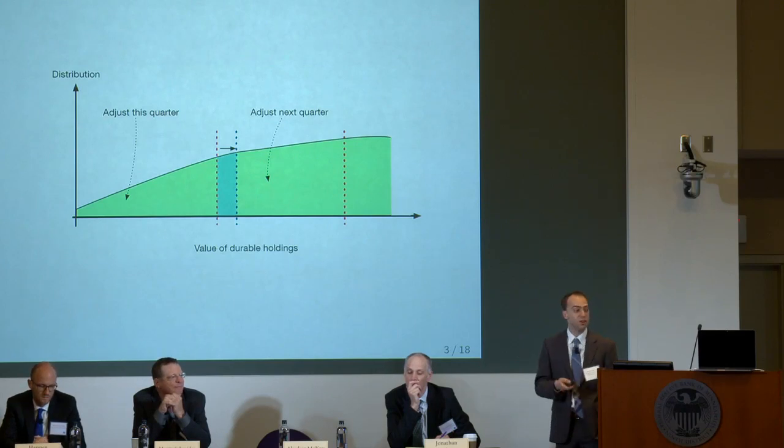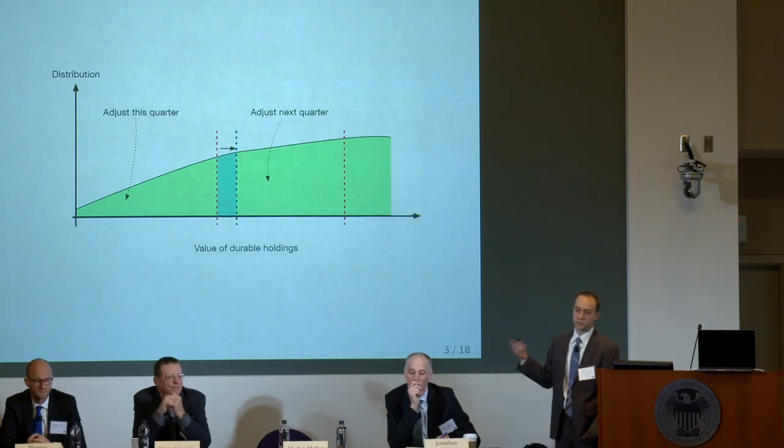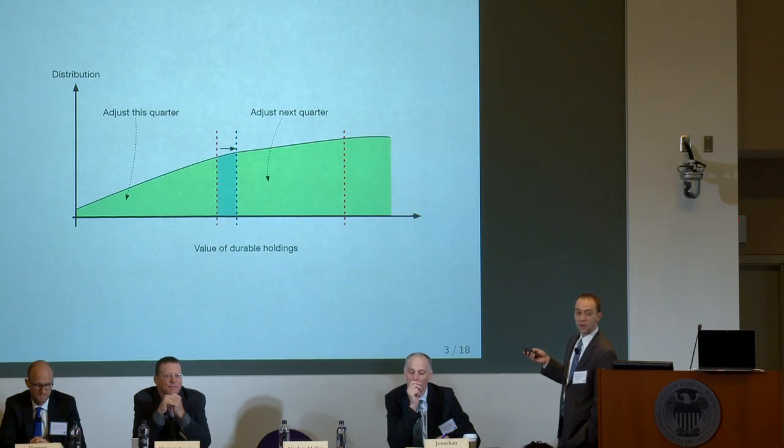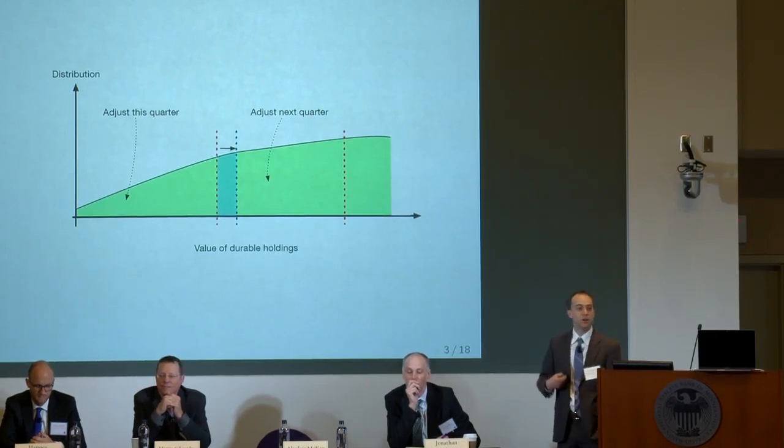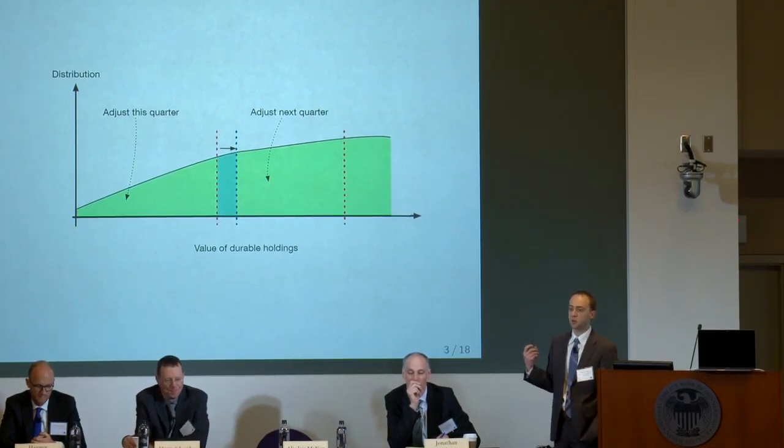So if we cut the current interest rate, we're going to reduce the opportunity cost of owning the durables because you get less interest on your bank account. So you're going to be more willing to buy the durables, and this threshold will shift to the right. Okay? So this shaded area is the mass of people who are now going to adjust this quarter as opposed to next quarter.